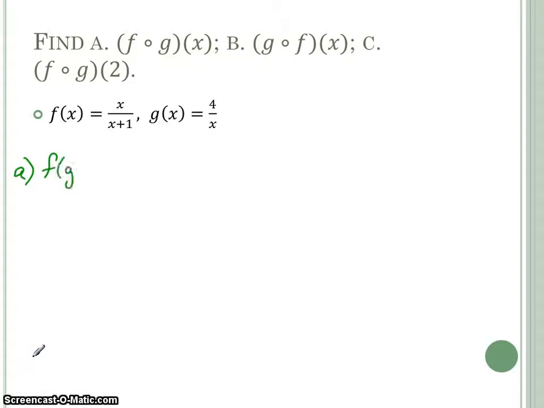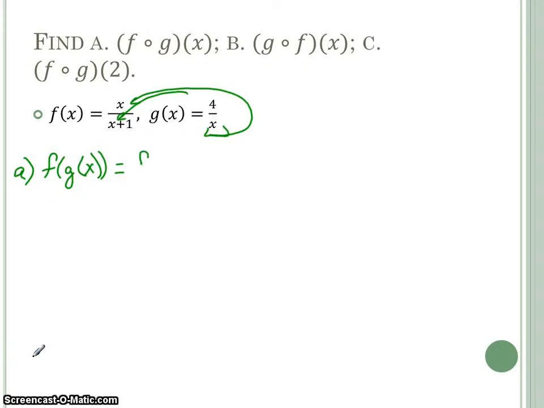So for f of g of x, we're going to take this little fraction and substitute it into the bigger fraction. But there's more than one x this time. So this is the first time we've seen that. If there's more than one x in the function that you're substituting into, each x gets replaced with that other function. So our 4 over x is going to go into the top of our fraction, and it's also going to go into the bottom of our fraction. So each x you see gets replaced.